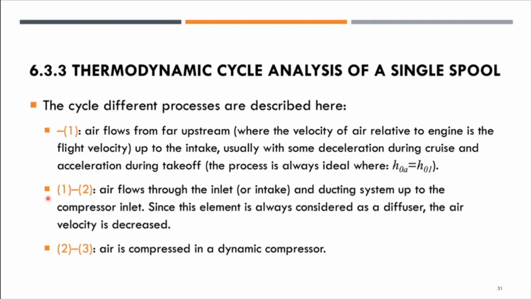What happens next? From 1 to 2, from the inlet to the compressor, the airflow goes through the inlet and ducting system up to the compressor inlet. Since this element is always considered a diffuser, the air velocity will be decreased.